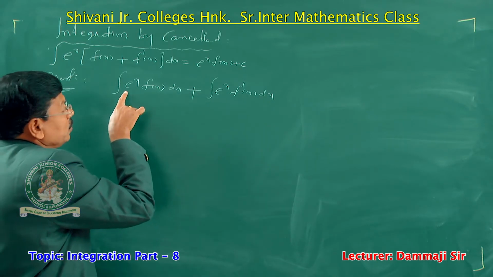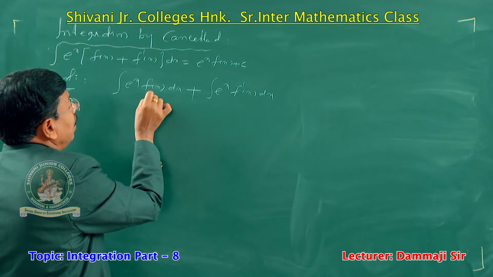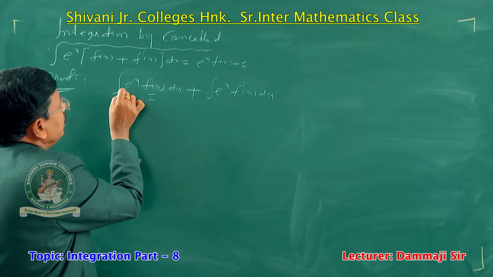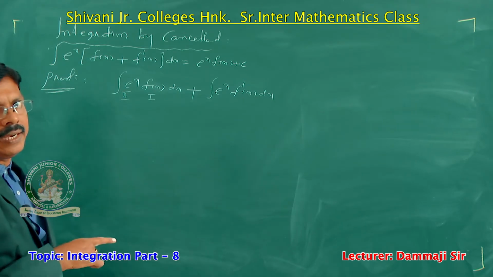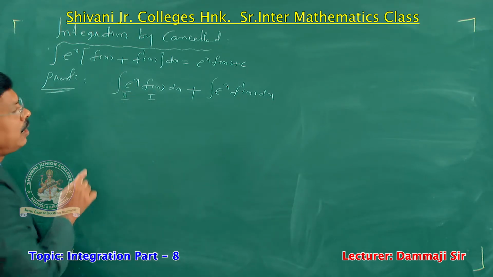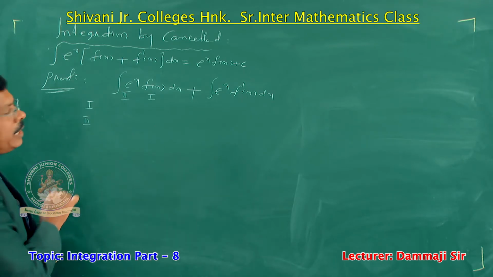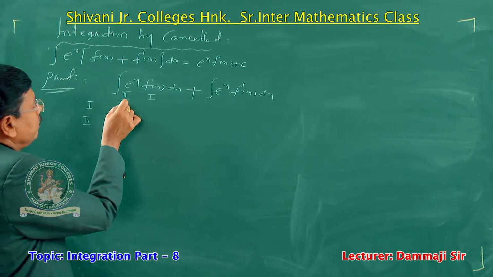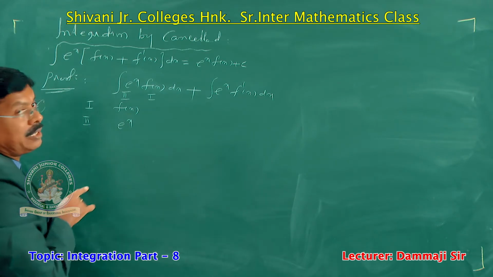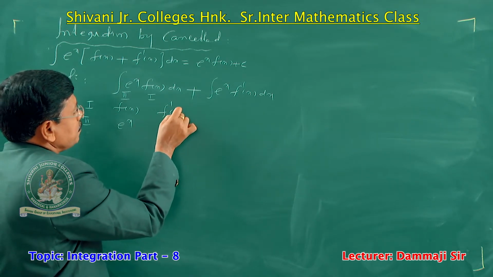By using integration by parts on the first one, f of x is the algebraic function and e power x is the exponential function, by using ILATE. The first one is algebraic, the second one is exponential, as I have already told. So the first one is f of x, the second one e power x. What about the process? The derivative of the first one is f dash.